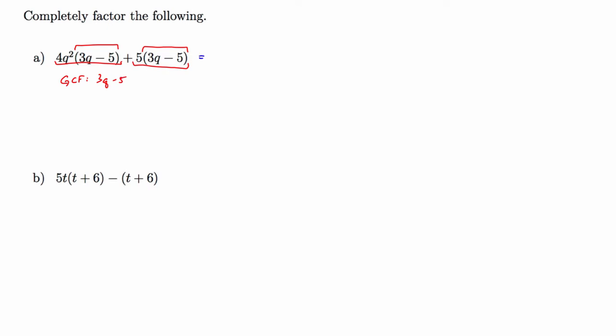So our first step in factoring is to factor that out. So we'll factor off a 3q minus 5 from both terms. And once we factor the 3q minus 5 from the first term, we will be left with 4q squared. When we factor off the 3q minus 5 from the second term, we will be left with a plus 5, giving us a factored version of quantity 3q minus 5 times the quantity 4q squared plus 5.